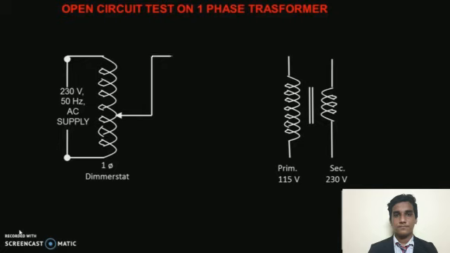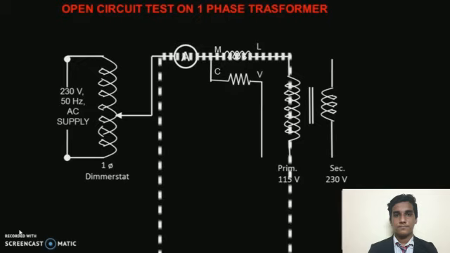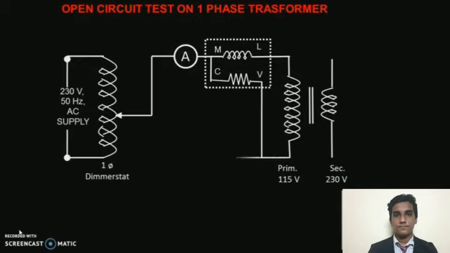To measure the amount of current we need an ammeter. To measure the amount of power we need one wattmeter. Wattmeter terminals are M, L, C, V. Now this is the wattmeter. Now we are closing the circuit. To measure the input voltage we are connecting a voltmeter.